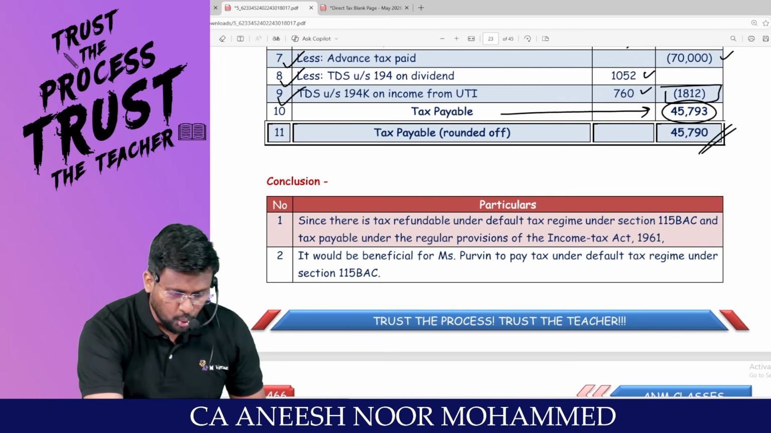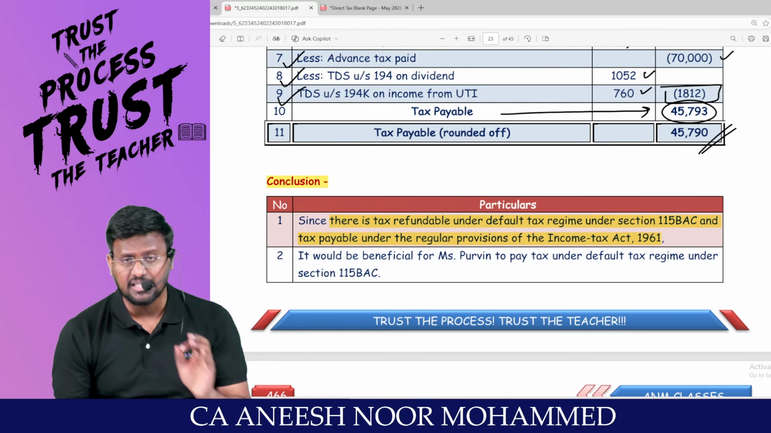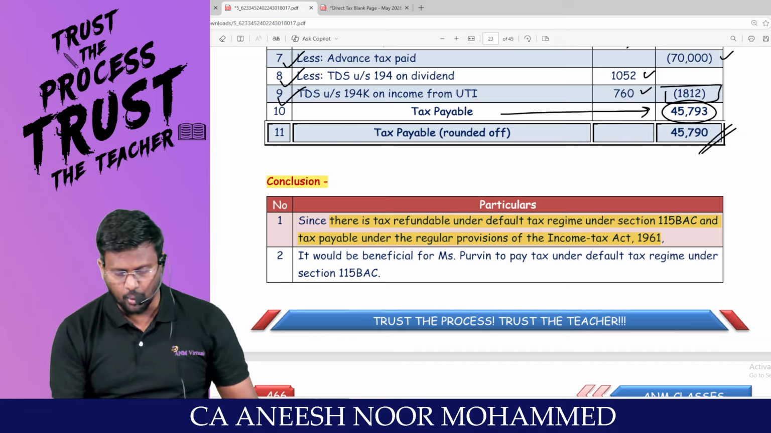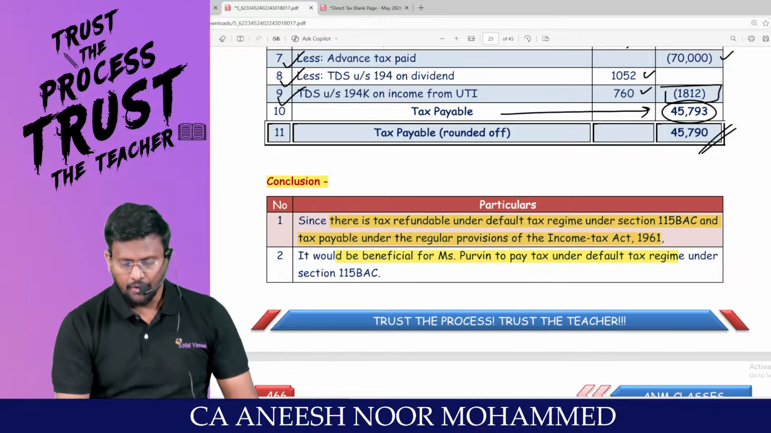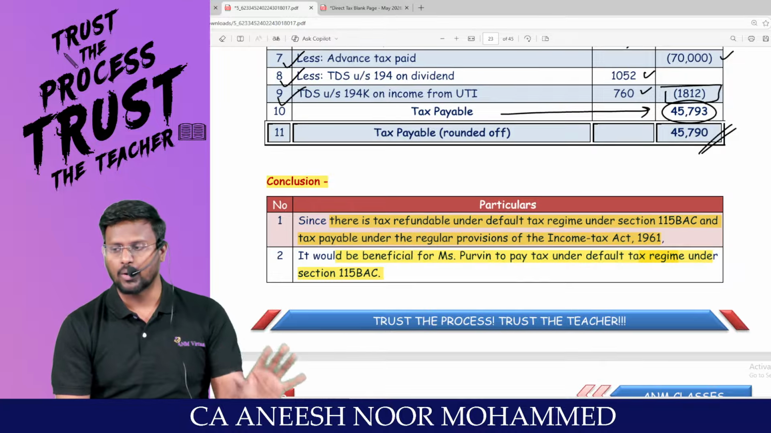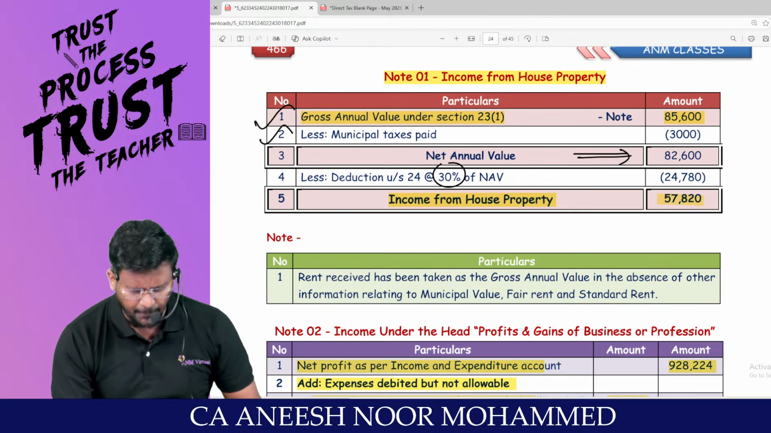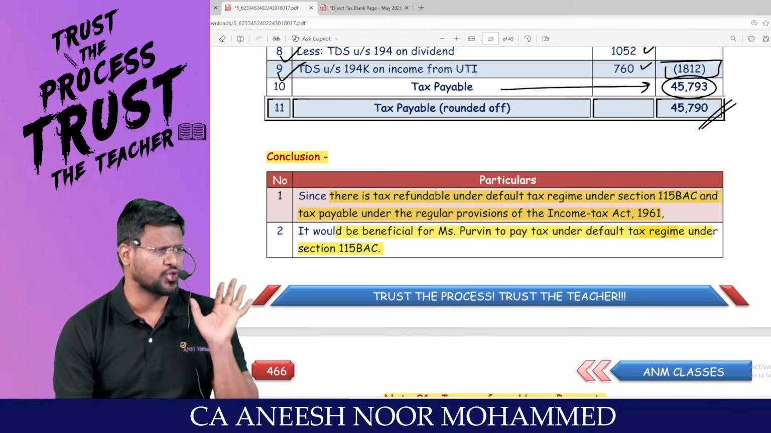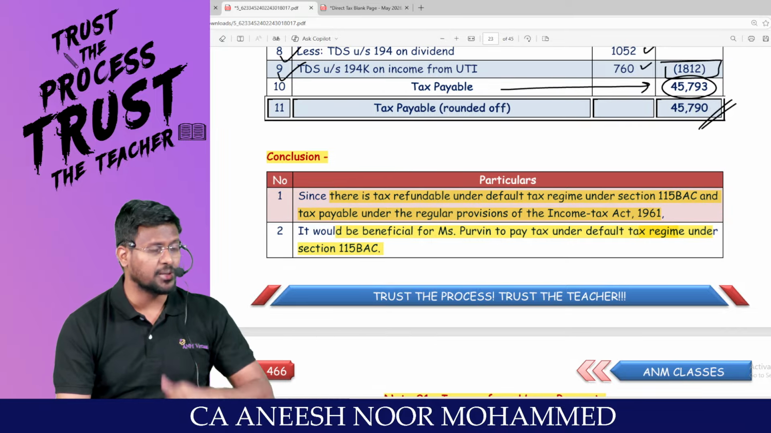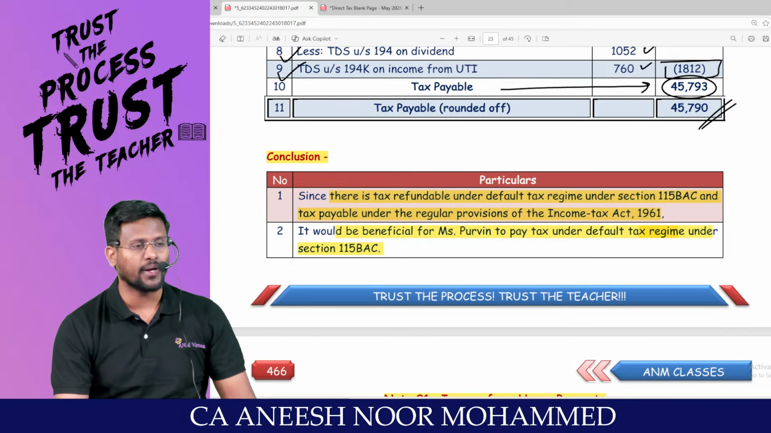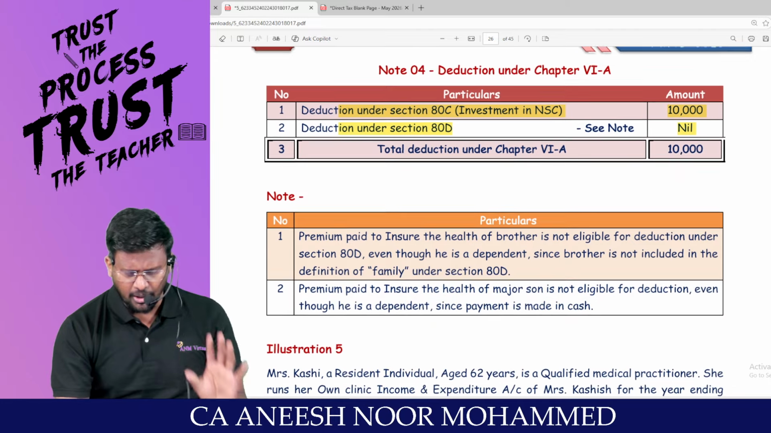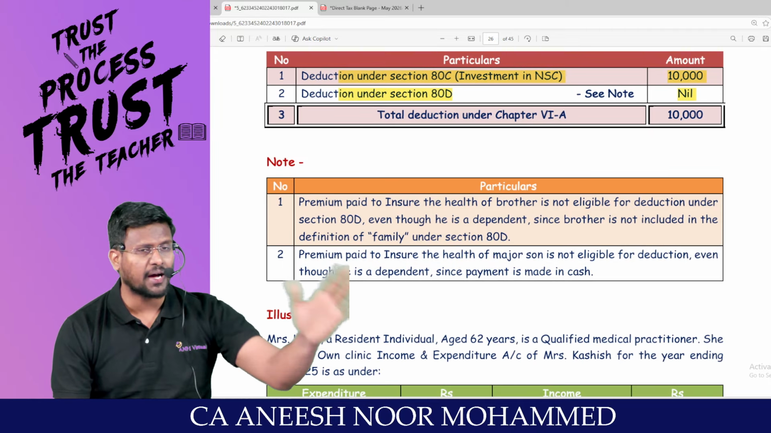What should be the conclusion? Since there is tax refundable under the default tax regime and tax payable under the regular provision, it would be beneficial for Mr. P to pay tax under the default tax regime under 115BAC. Are you all really with me? This is a decision making question, whether to travel through the default tax regime or optional tax regime, that other variety which is available in computation of total income. I believe that you are feeling very comfortable to get at least 12 plus marks in the first 15 marks.